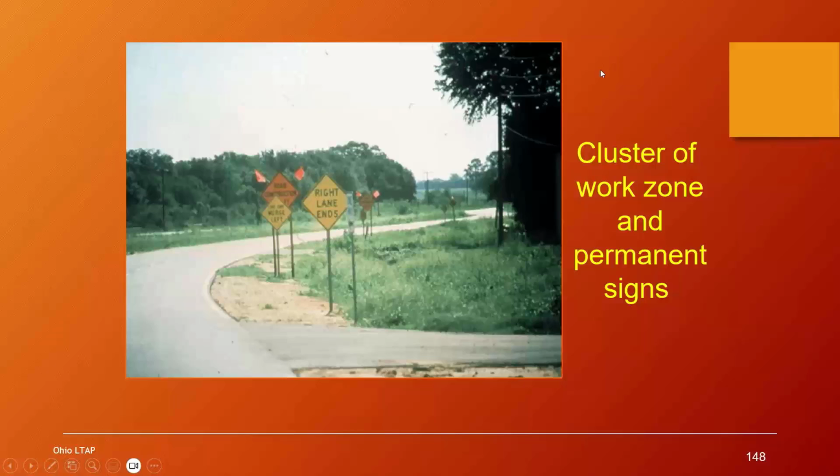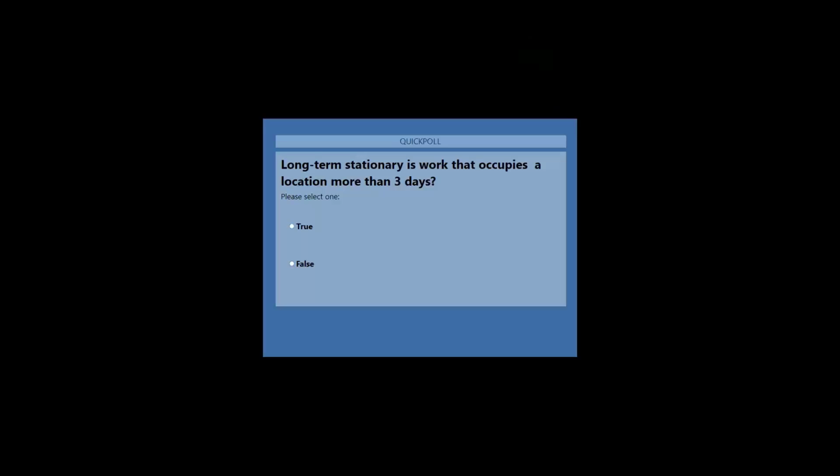Ray, we have a question about long-term work zones. Would you like me to put that up in the poll? Let's go for it. Okay, I'm launching it right now. Long-term stationary is work that occupies a location more than 3 days. True or false?